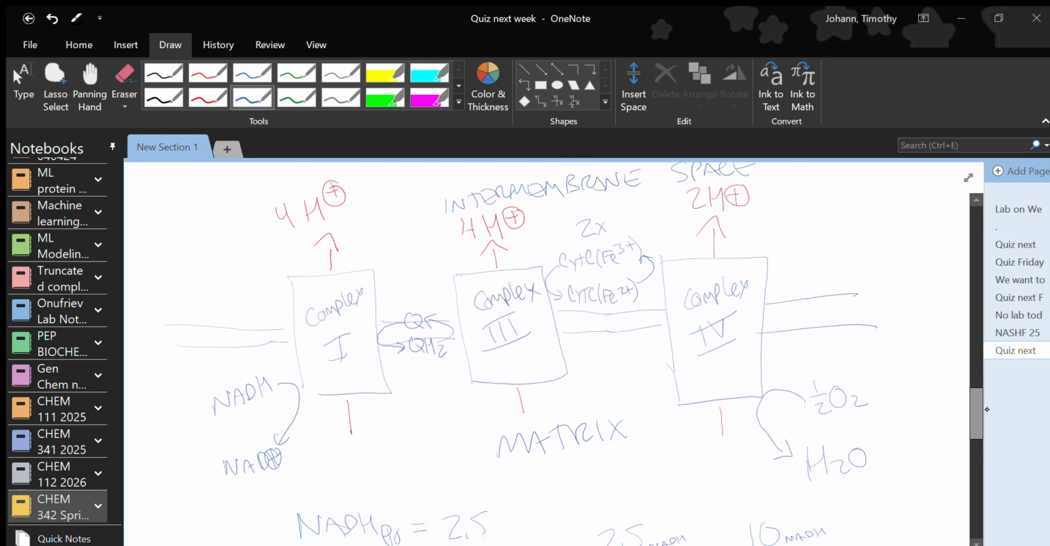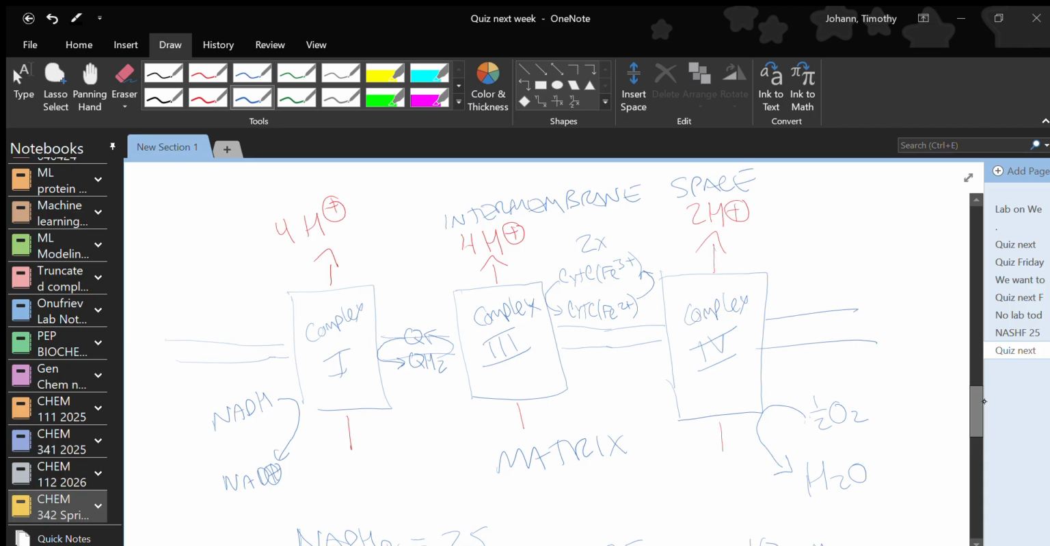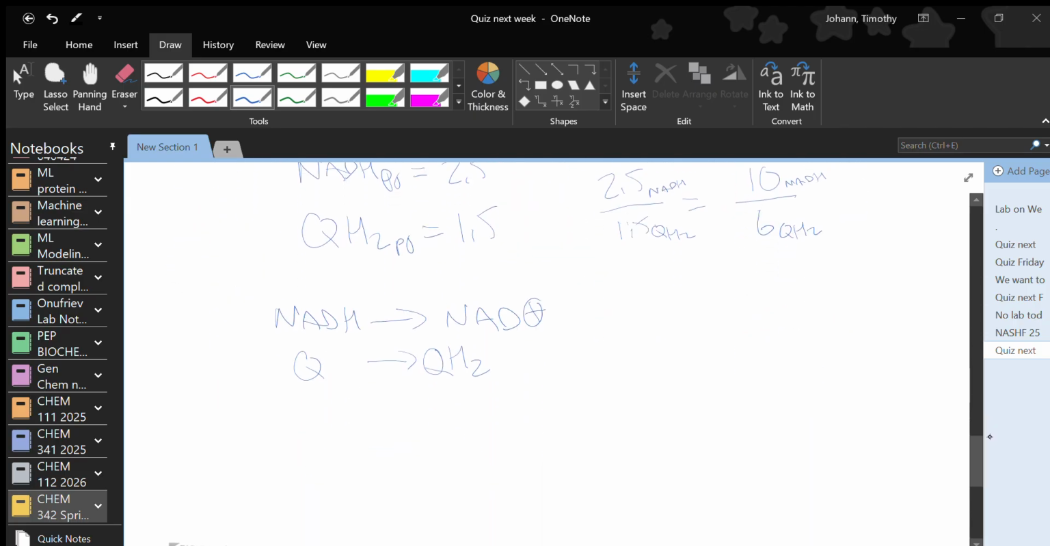I said the names wrong. Yes, I drew it correctly, but you're right. Ubiquinone picks up the electrons, so we have this as a reaction, right? And then ubiquinol drops off its electrons and becomes ubiquinone. So I have this.